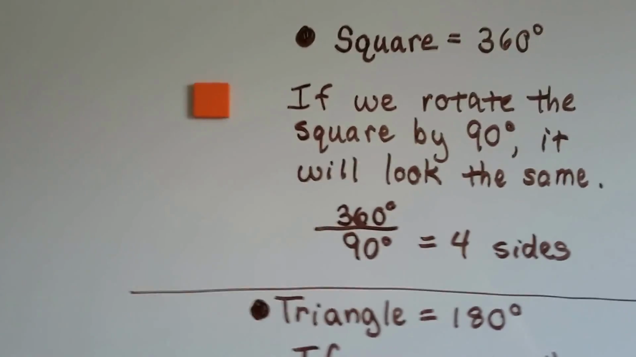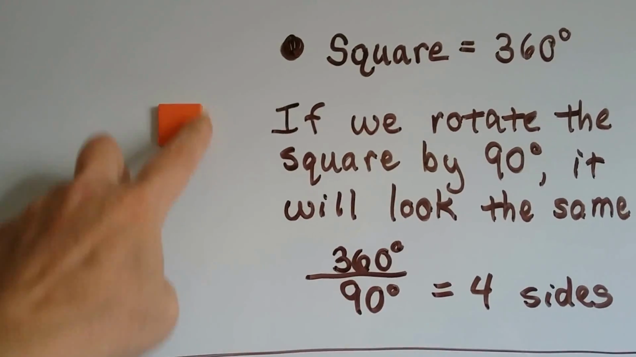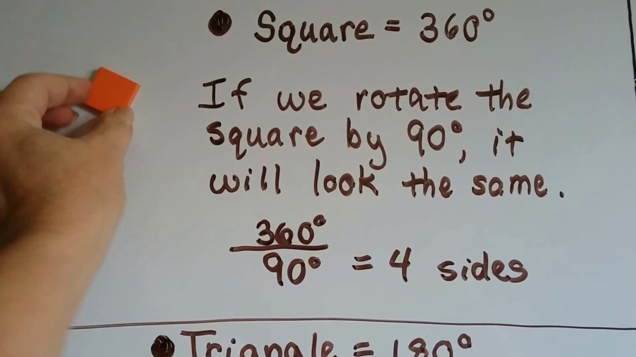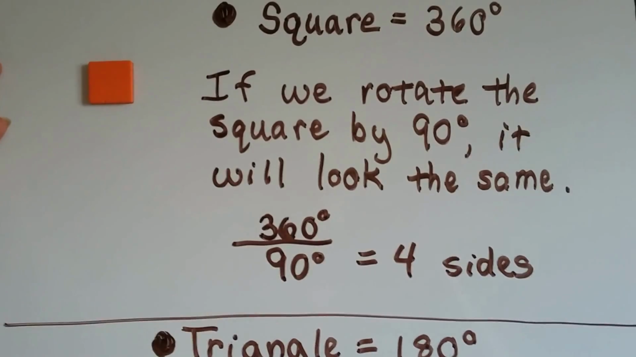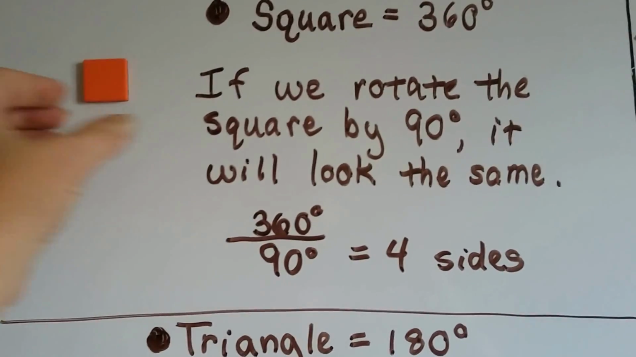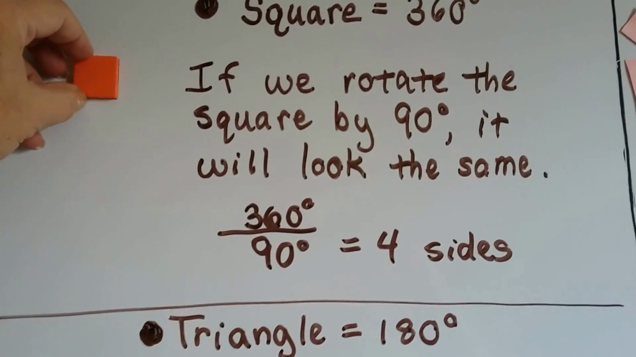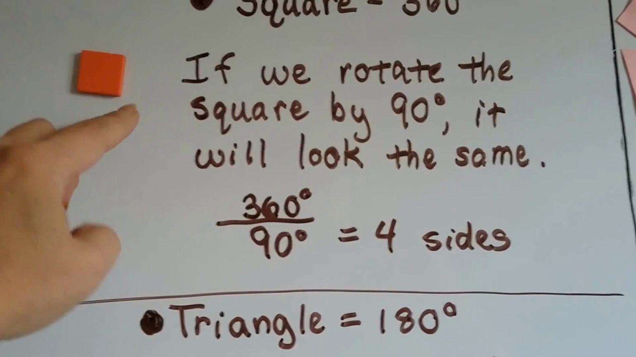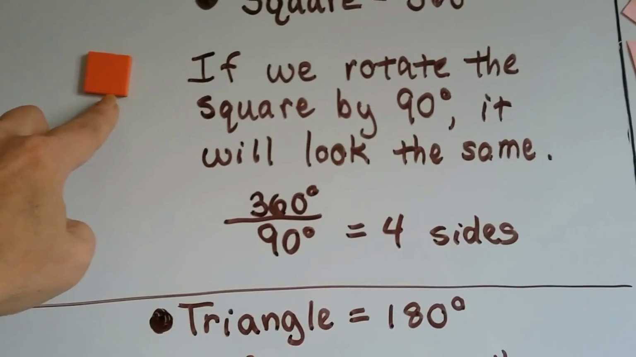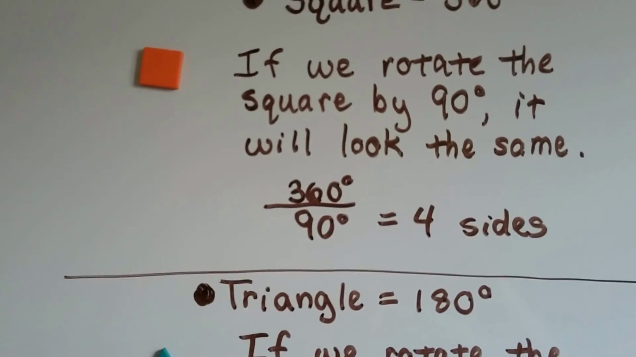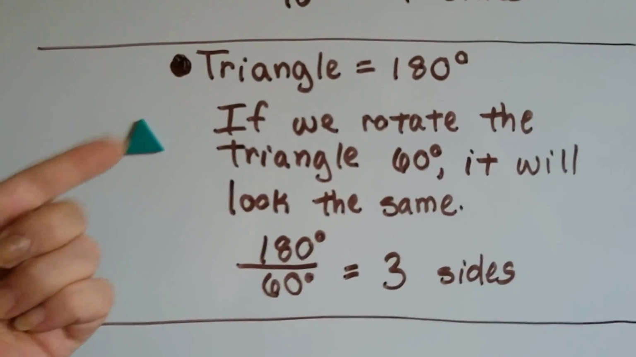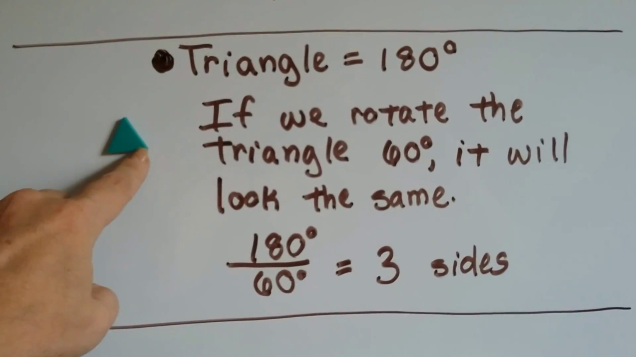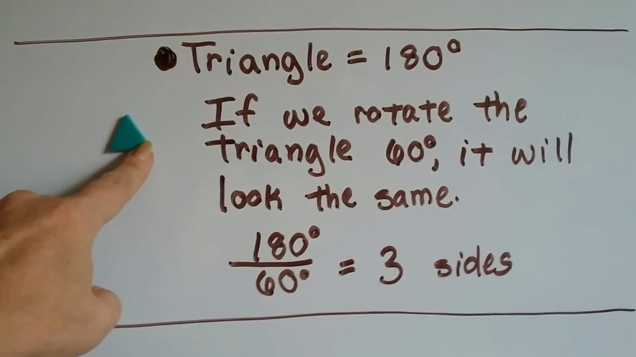Now, a square is 360 degrees, because each corner is 90 degrees inside. If we rotate the square by 90 degrees, it's still going to be the square. See? It doesn't even look like we moved it. I could rotate it 4 times, and this point would go 360 degrees around, because it's got 4 sides. This triangle, interiors of triangles have 180 degrees inside. Each interior angle is 60 degrees in this triangle.